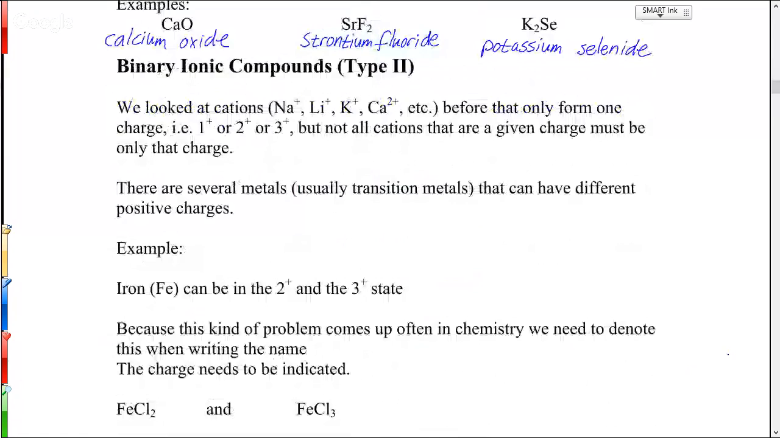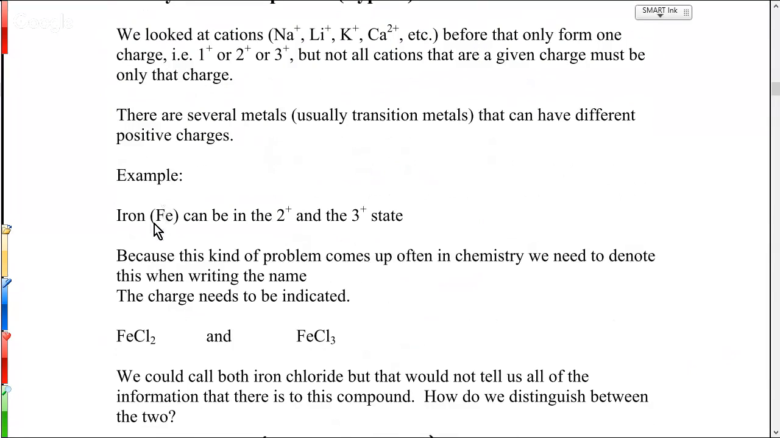Okay, so let's go into type 2. In type 2, everything stays the same. The only difference is we have these middle metals that don't have a fixed or predictable charge. So let's see where this comes from. You've got iron, Fe, for instance, and iron can be in the 2+ or the 3+ state. It has two different common charges, which means there are two different compounds that could both be called iron chloride, FeCl2 and FeCl3. So we need a more specific name, so that if we say iron chloride, we know specifically which one of those two compounds we're talking about.